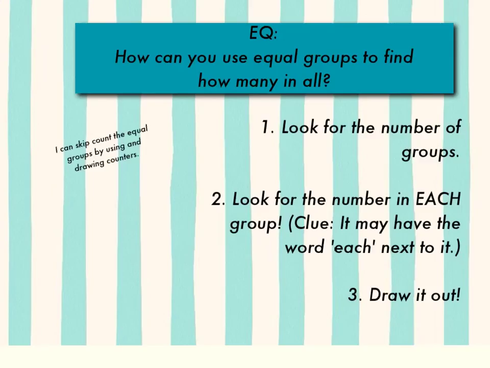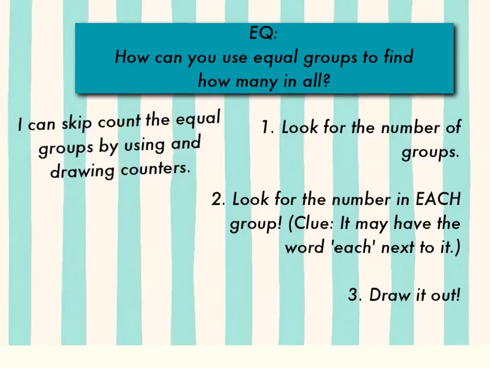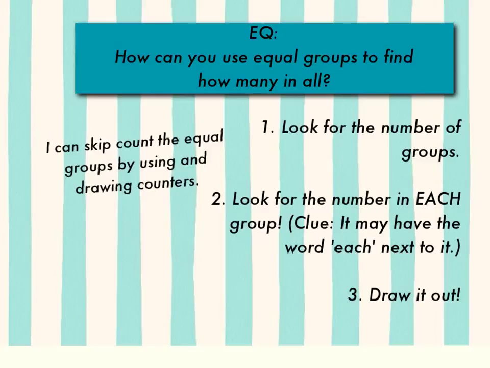So let's review. Our essential question, how can you use equal groups to find how many in all? Well, we did that. So you can skip count the equal groups by using drawings and counters. So, number 1 step, you need to look for the number of groups. Always look for the number of groups that you're going to need. Like we had 4 vases and 7 Matchbox cars. Then you need to look for the number in each group.